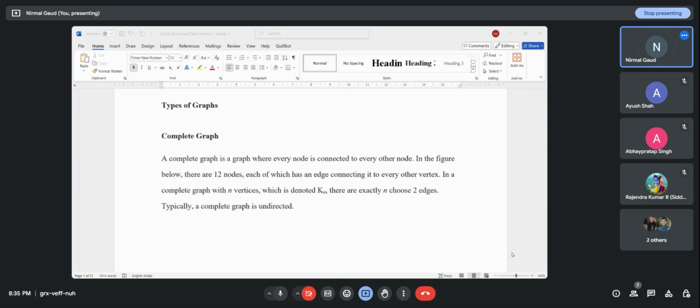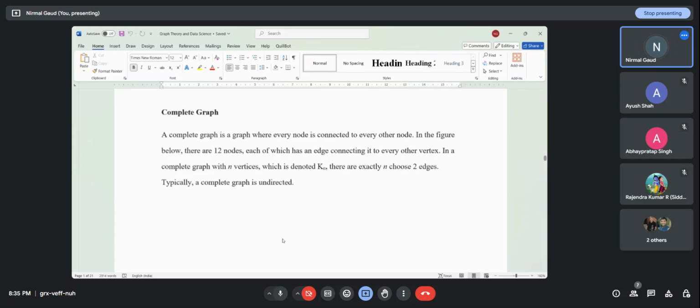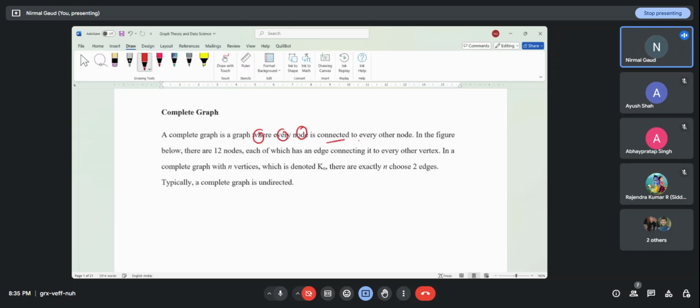Then we see applications of graph in data science and machine learning, and also directed graph and undirected graph. Here I have other types of graphs. You are seeing a complete graph. So which graph is said to be a complete graph? Every node is connected to every other node. Such graphs are complete. So we have a figure where there are 12 nodes, each having an edge connecting to every other vertex.